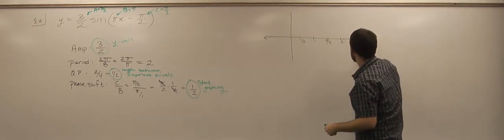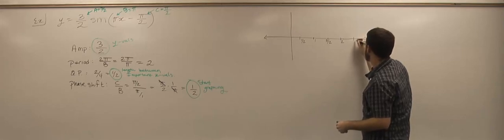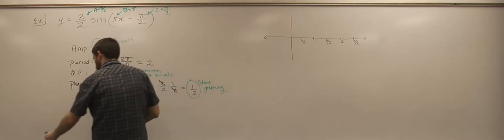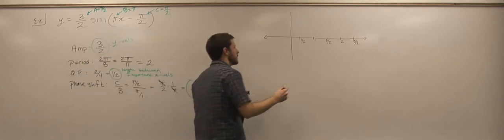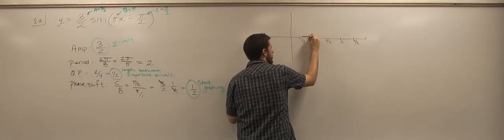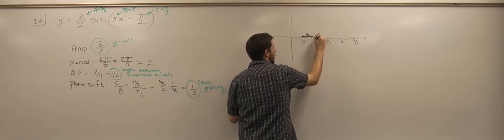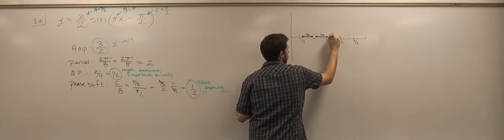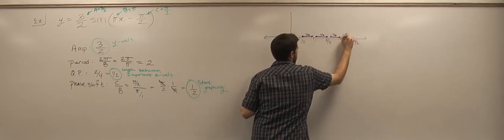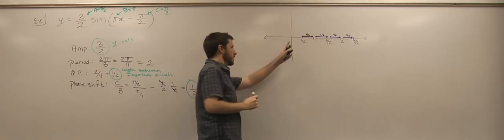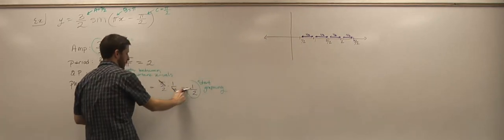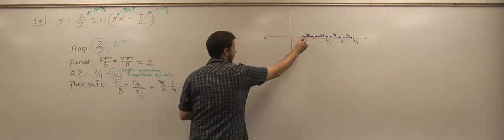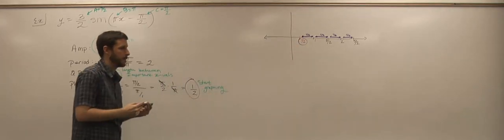4 quarter periods. So in between each one of these is my quarter period of 1/2. That's where I'm getting these from. So you don't start doing the quarter periods until you've gone out this phase shift here. This 1/2 is where you start counting everything from.